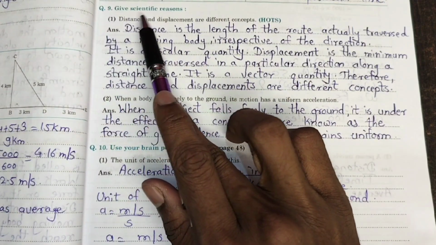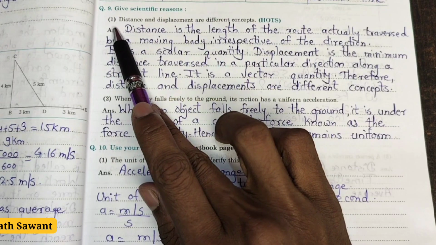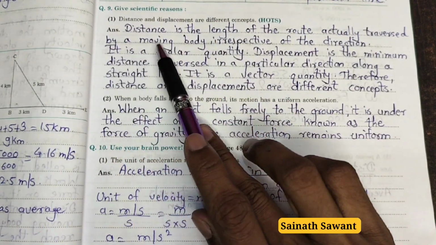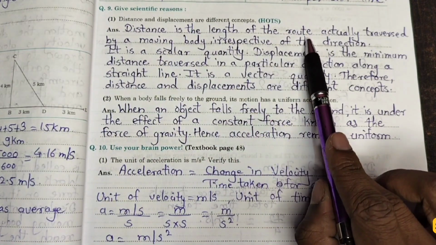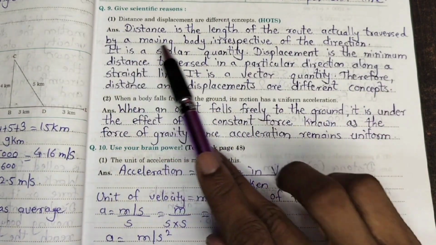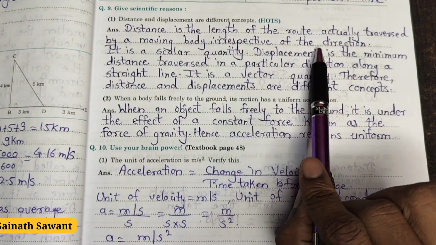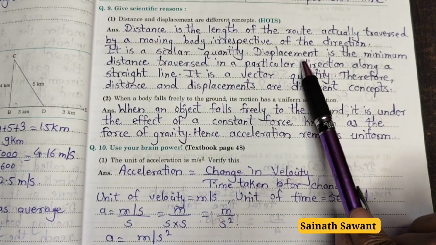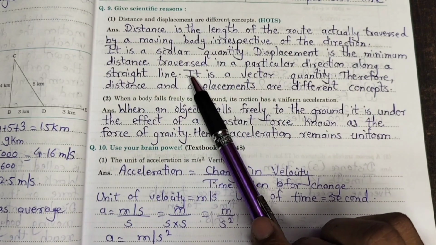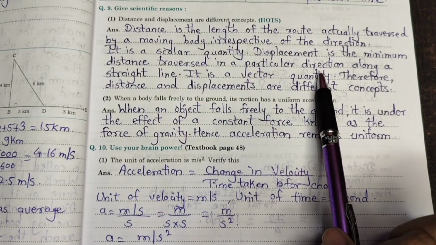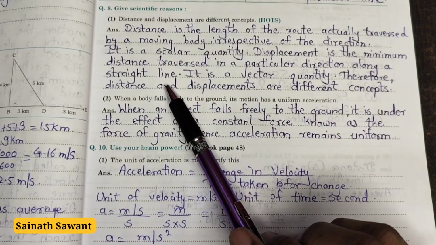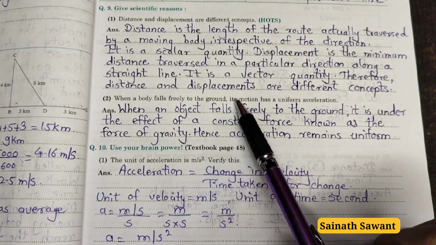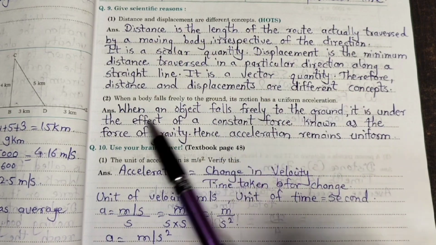Question number 9. Give scientific reasons. First, distance and displacement are different concepts. Answer: distance is the length of the route actually traversed by a moving body irrespective of the direction. It is a scalar quantity. Displacement is the minimum distance traversed in a particular direction along a straight line. It is a vector quantity. Therefore, distance and displacement are different concepts.